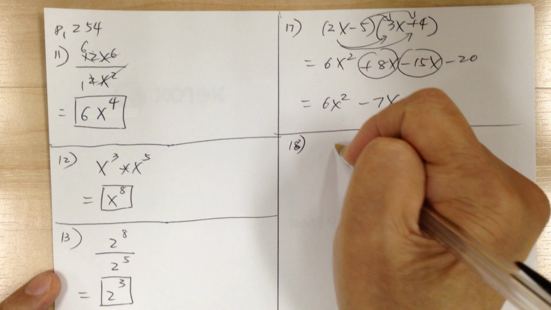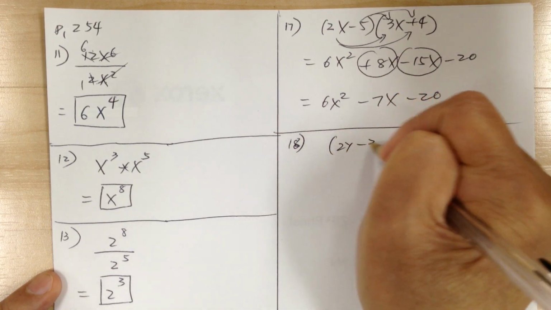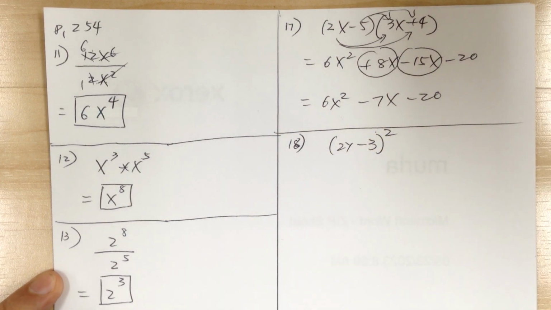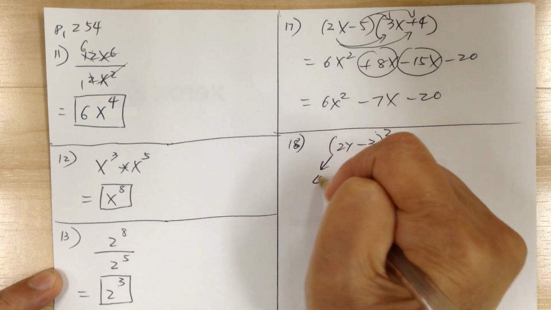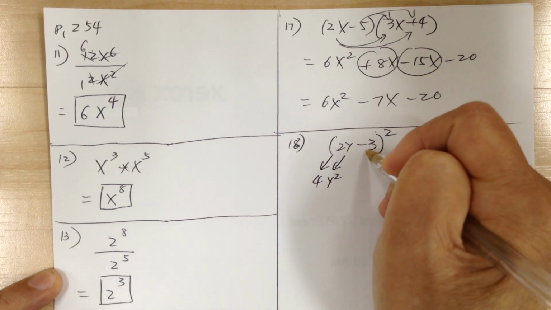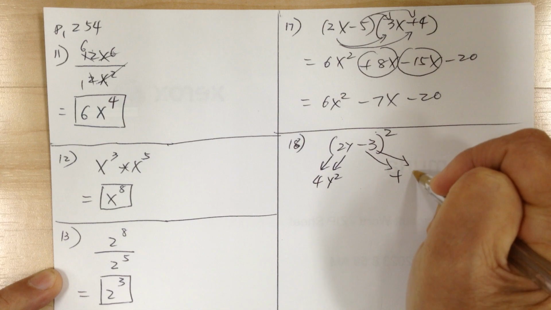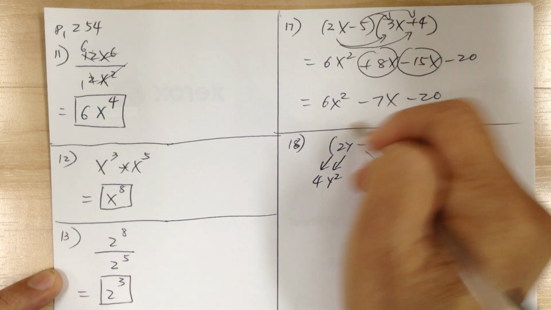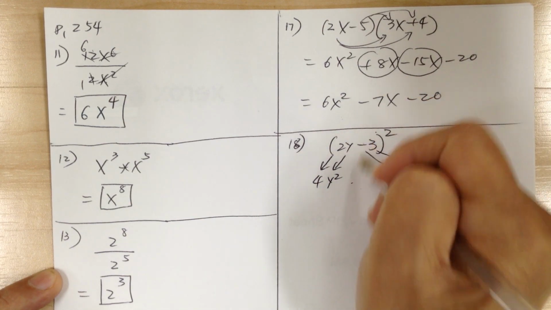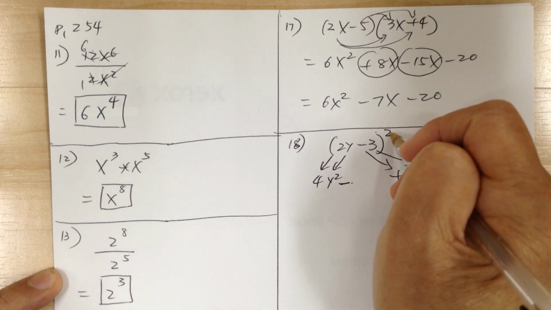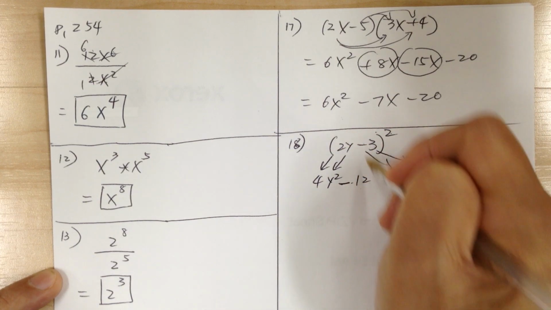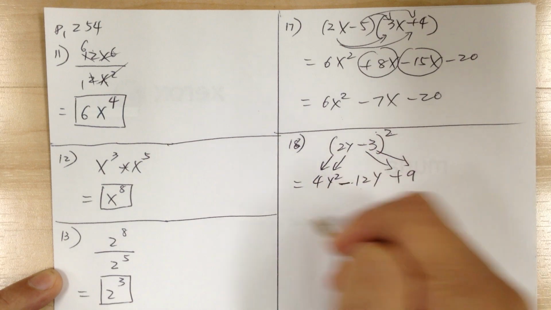Okay, 18. You got 2y minus 3 squared. So this is a perfect square. So you square that, you get 4. Square that, you get y squared. Square that, you get plus. Square that, you get 9. So square each part, then multiply everything to get the middle. So the sign is minus. Number 2 times 2 is 4 times 3 is 12. The alphabet is y. And that's it.